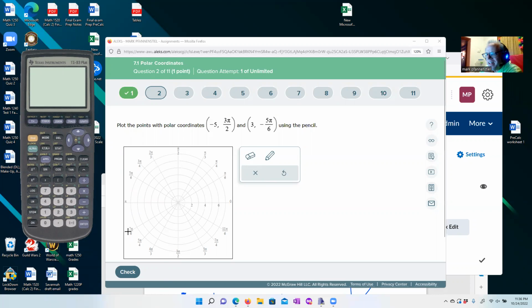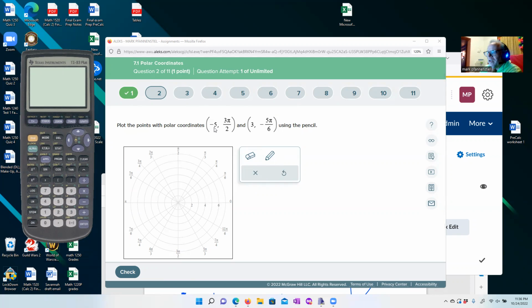Okay, as much as I understand and sympathize with how difficult it sometimes is to see this, I think these problems are actually going to help you a lot. So I would definitely spend some time with these, because just learning how to plot the points in polar coordinates is going to be helpful.